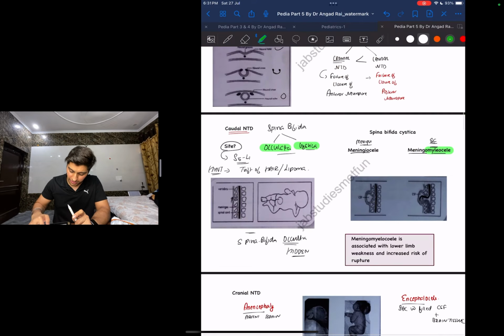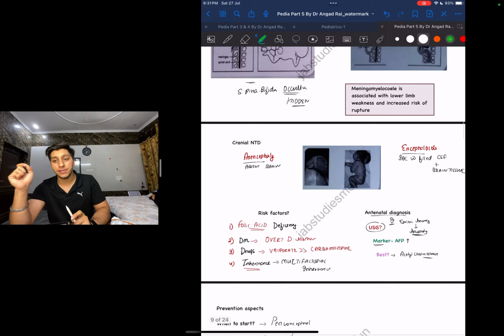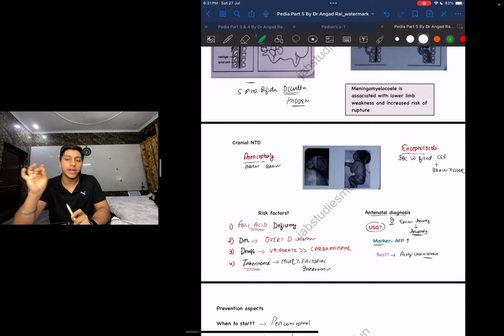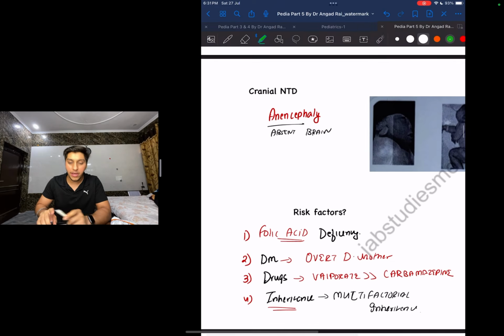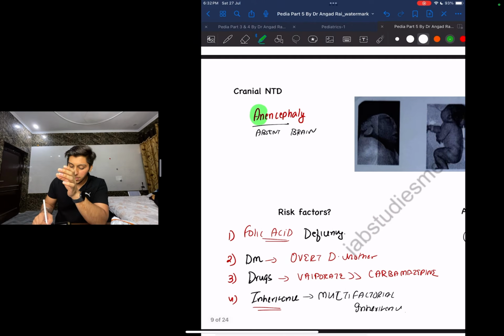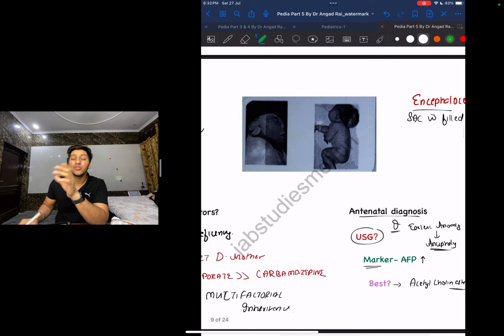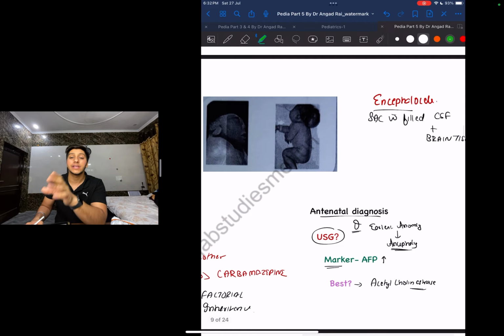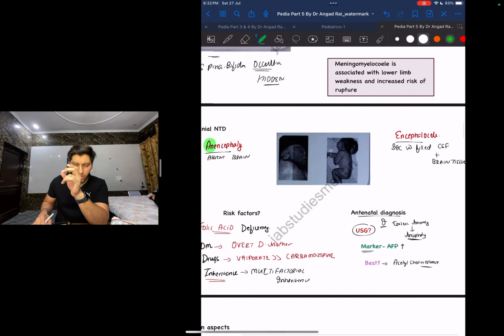Next thing you guys need to know is the cranial entities. The cranial entities are further divided into 2 parts. One is known as anencephaly. Anencephaly means a means absent, cephaly means brain: absent brain. Over here you can see the image. And the other condition is encephalocele. Encephalocele basically means a sac which is filled with brain tissue and CSF. Okay, this is cranial neuropathy.